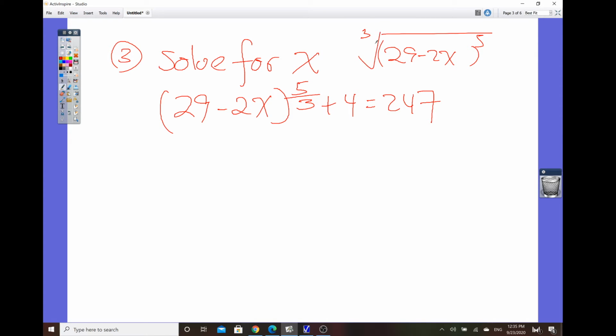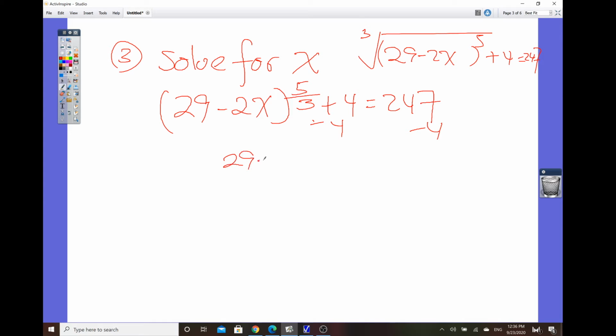So what I did here, I just rewrite it as a radical form, and then the rest of the constants, you just want to carry them over. But it's easier to do it with the exponential form. So instead of using the radical form, it's easier to deal with this with the exponential form. Okay, so one thing that you want to do is subtract 4 from both sides.